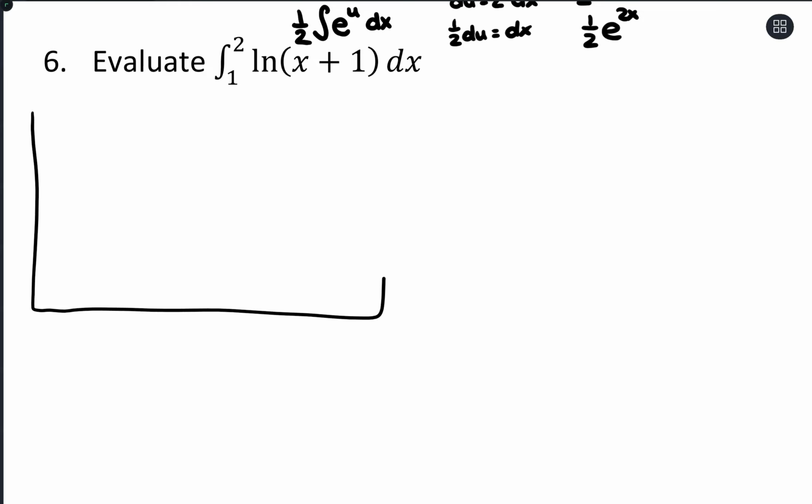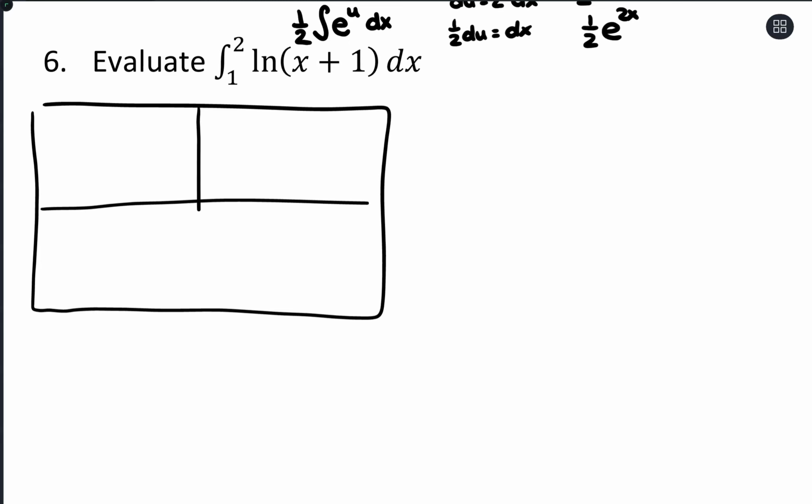So with this one, I'm going to set up my table. This is going to have some steps to it. So we're going to have u, du, v, dv. Now, what differs with this one is there aren't two functions multiplying. This is just a single function. But this is a case where substitution method would fail. So what we're going to do here is take the derivative of natural log of x plus 1. That's not too bad. So we're going to let u equal natural log of x plus 1. So then all we have left over is dx. So that's going to be our value for dv. So dv equals dx.